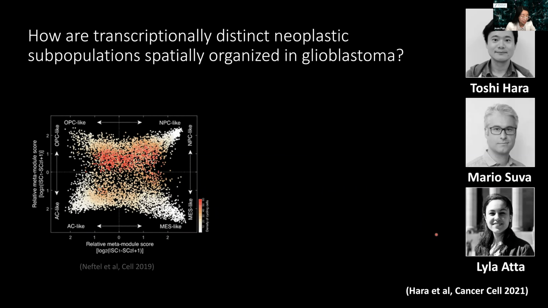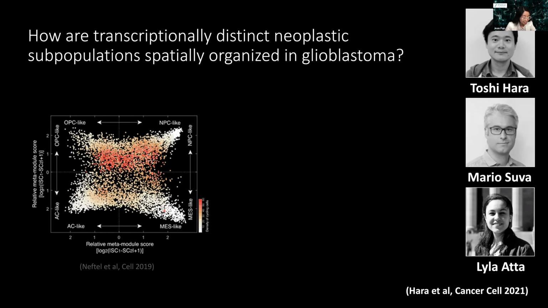But we really wanted to address this question of how transcriptionally distinct neoplastic subpopulations are spatially organized in tumors, in this case in glioblastoma. Previously, Mario's lab used single cell RNA sequencing to characterize IDH wild type glioblastomas to identify these 4 transcriptionally distinct subpopulations. We have more OPC-like glioblastoma cells, more astrocytic-like, more neural-like, and more mesenchymal-like glioblastoma cells. We can see that from the single cell sequencing data.